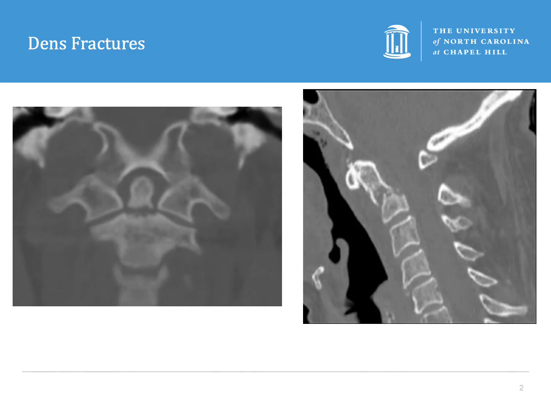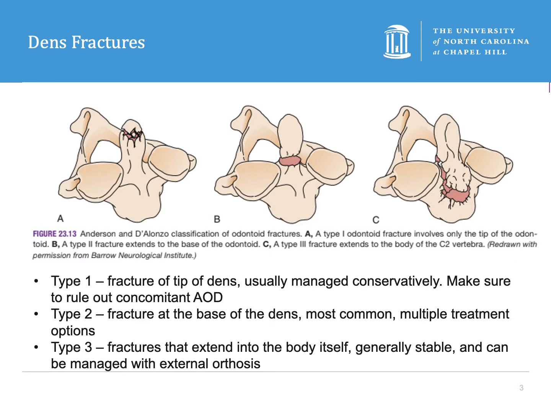So the dens fractures are the things you'll hear about probably the most. Note that the term dens and odontoid process, like I mentioned in the previous lectures, are often used interchangeably when discussing this projection from the body of C2. All right, so there are 3 types of dens fractures, and this is something that you should definitely know because you might get asked about it.